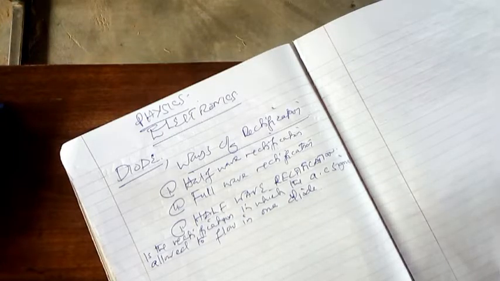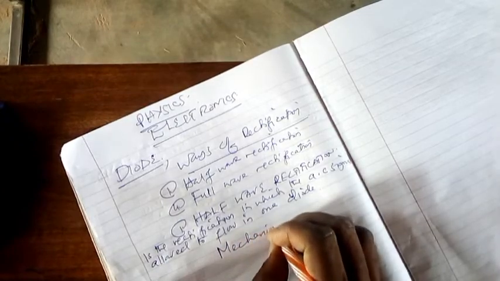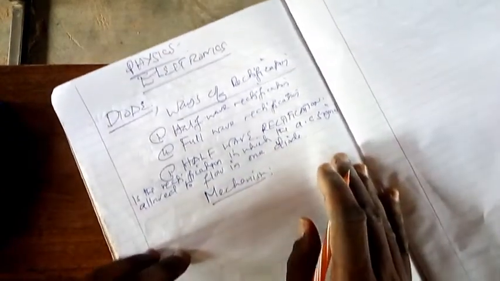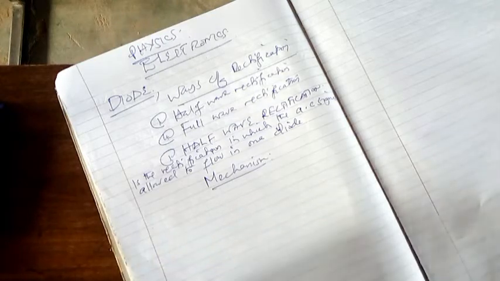Apart from knowing the definition of half-wave rectification, let us see the mechanism of how half-wave rectification can be achieved. When we talk about the mechanism, it means how we can convert alternating current to direct current.